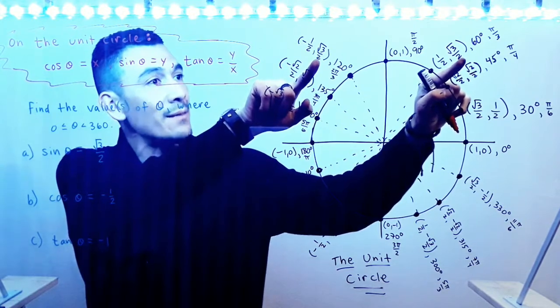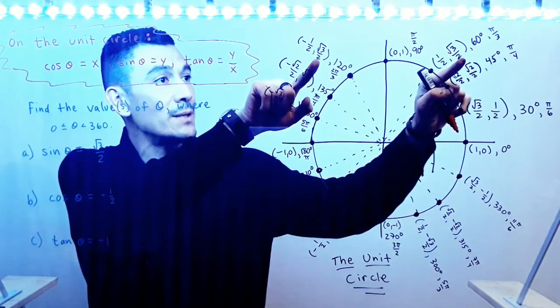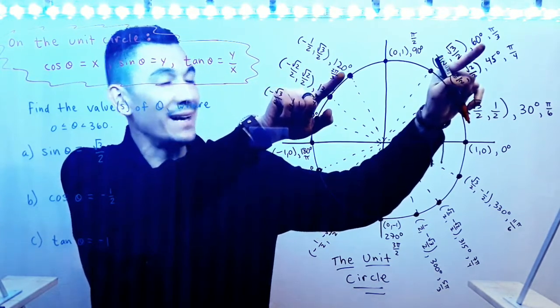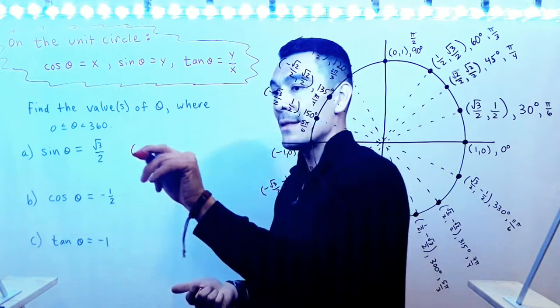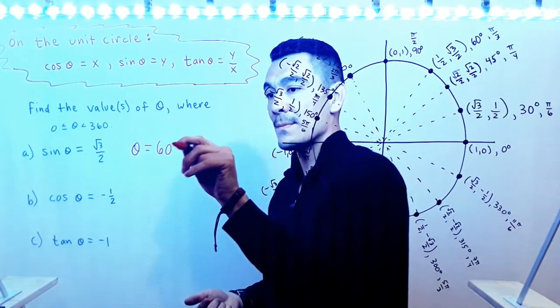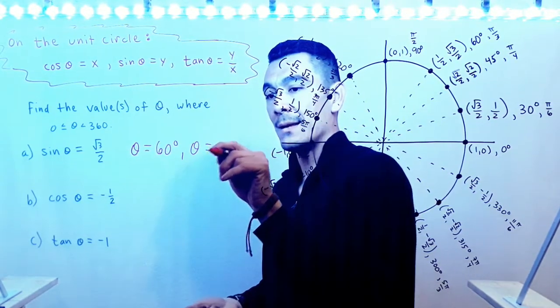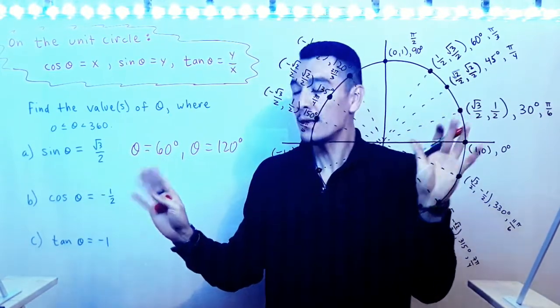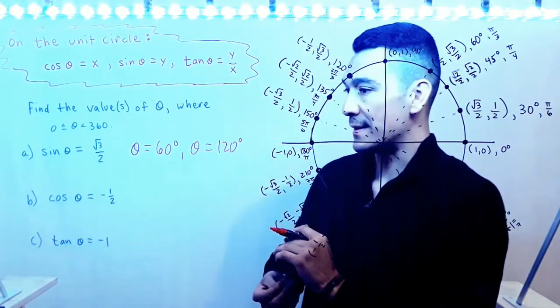So you have to tell them what theta is. So what degree is this location? 120 and 60. Okay? So for example A, theta equals 60 degrees and theta equals 120. Done. Okay? Let's try part B. A little faster this time.